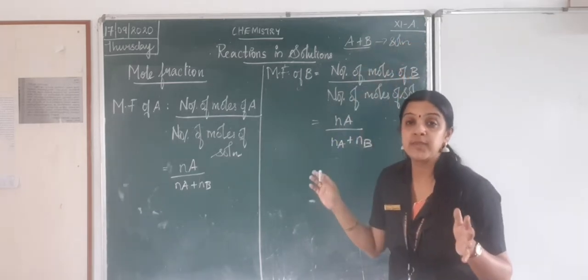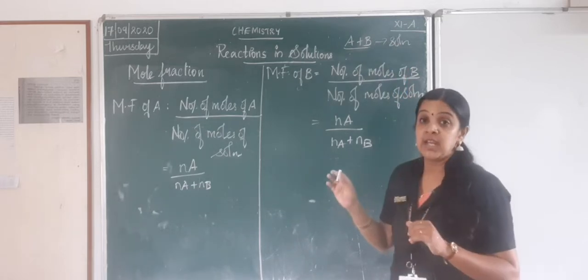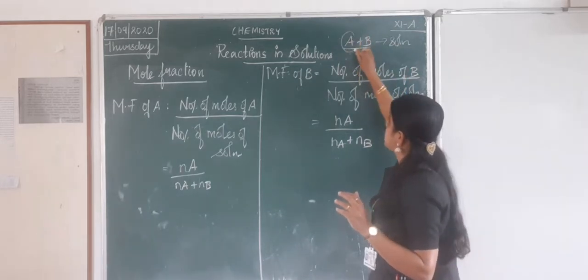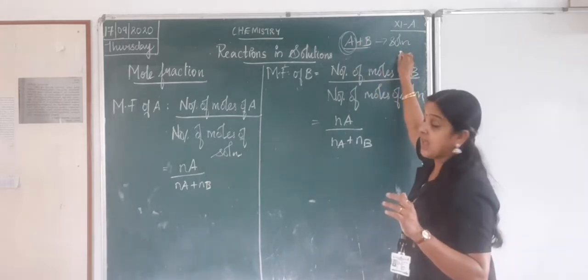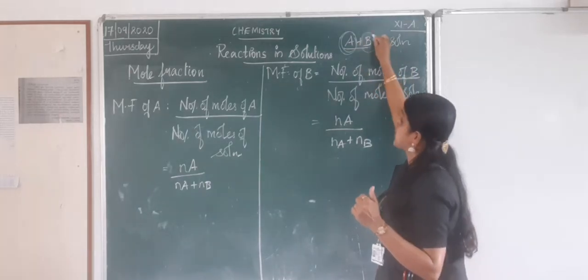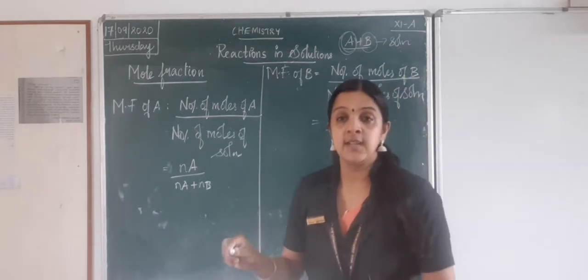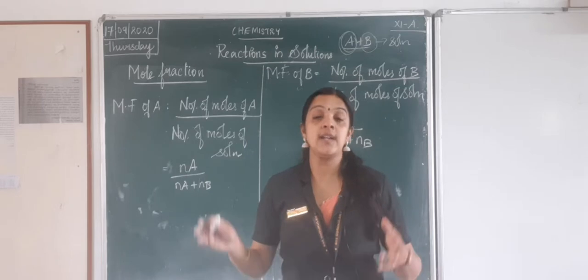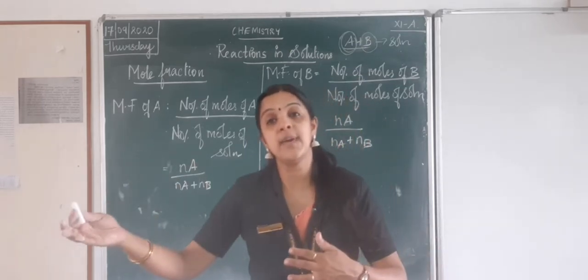You are able to follow me, children? A and B together they make a solution. Now if I have to find out what is the mole fraction of A in the solution, then I will also calculate what is the mole fraction of B in the solution. So when I say 50 children again and I say 20 are girls, how much will be the boys? 50 minus 20 will be my boys.